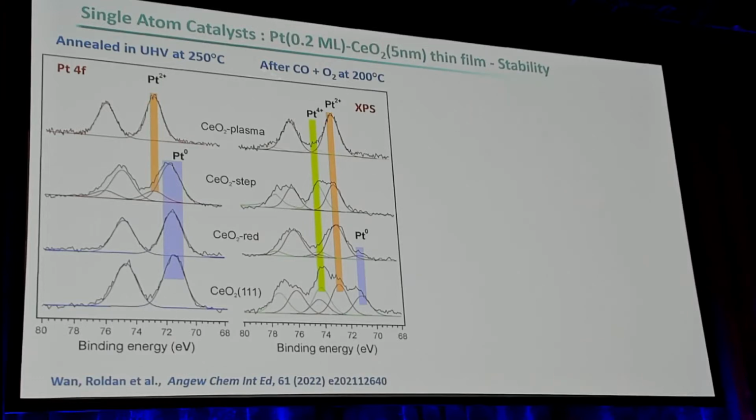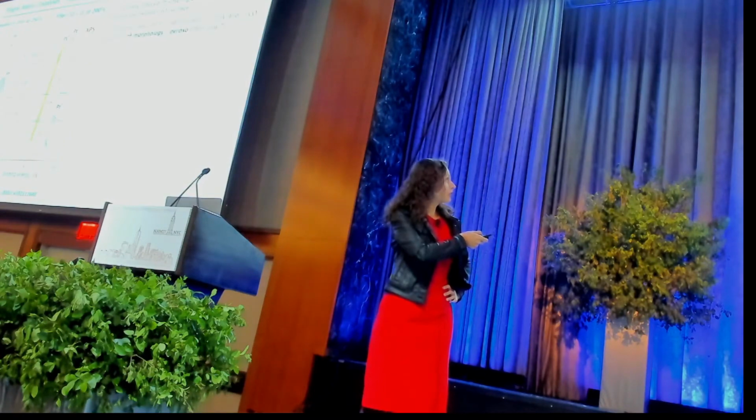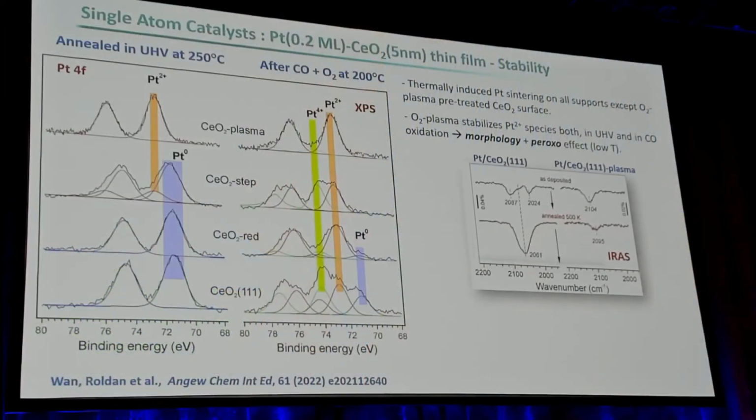If you look at during the reaction, in this case after CO oxidation at 100 Celsius, we also see that predominantly we see the stabilization of the single atoms on the plasma-treated surface. If you compare with the crystalline surface, you see here the metal nanoparticles, you also see platinum oxide clusters, and some of the single atoms remain there. So what we learned from this system is that you could use plasma treatments on powders as well as on thin films to try to disperse and stabilize single atoms.